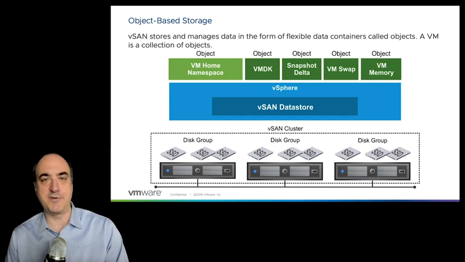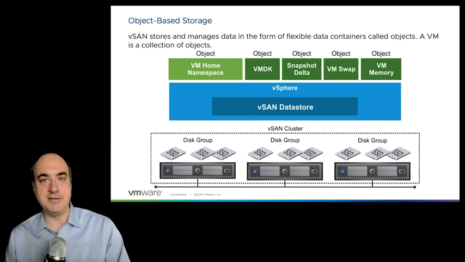So for instance, every virtual disk is an object. The snapshot delta files of a VM's snapshot configuration, right? The delta file, that's an object. The swap file is another object, and if you ever suspend a VM, the memory state file that gets created is also an object. And all the other files that make up a VM, the VM's home namespace is yet another object.